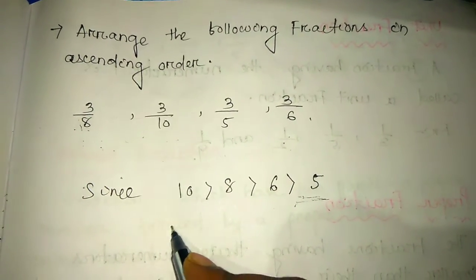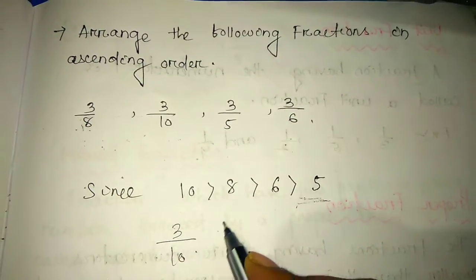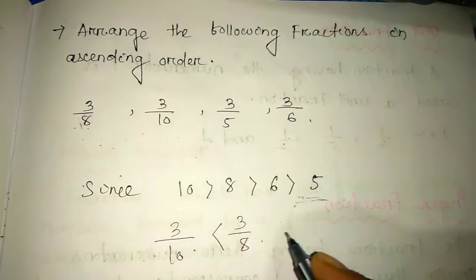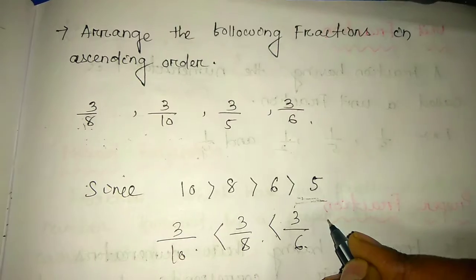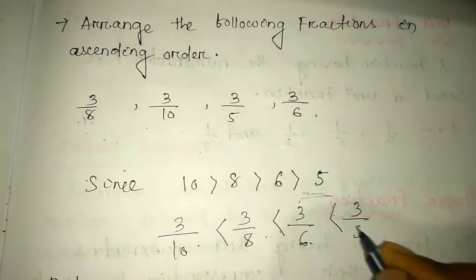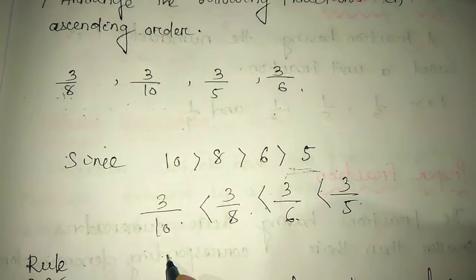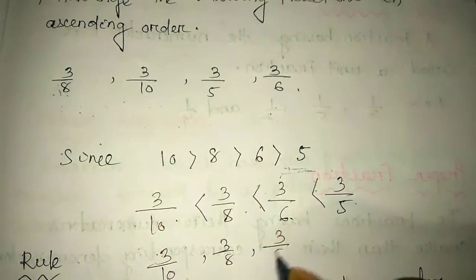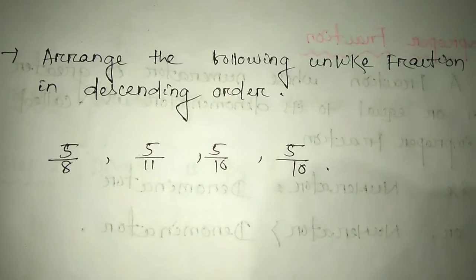So it is 3 by 10, 3 by 10 is less than 3 by 8. Then 3 by 8 is less than 3 by 6. Then 3 by 6 is less than 3 by 5. So the ascending order of these fractions is 3 by 10, then 3 by 8, then 3 by 6, and then 3 by 5. Let's see another example.